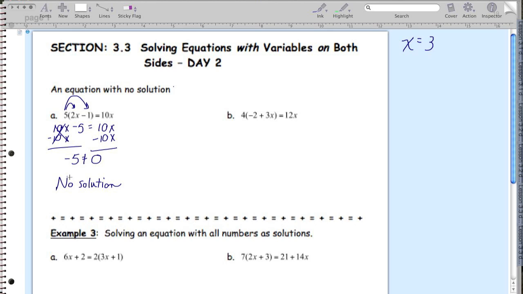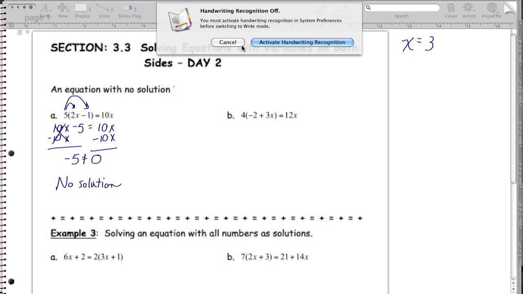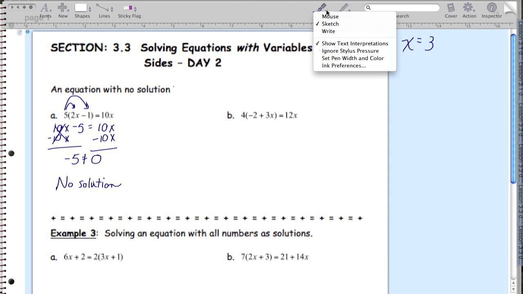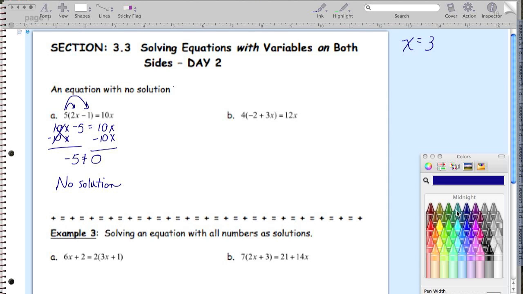Negative 5 does not equal 0. So that's not even true. Right off the bat, that should tip your hat that there's no solution. Secondly, there's no variable here, so we aren't finding what the variable equals. We just have two numbers that don't equal each other. So again, no solution.